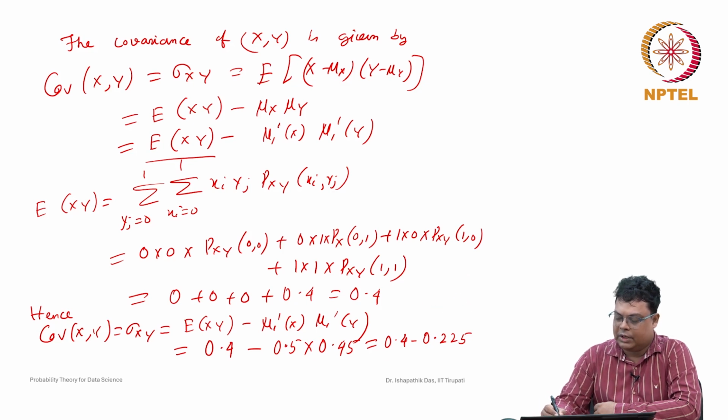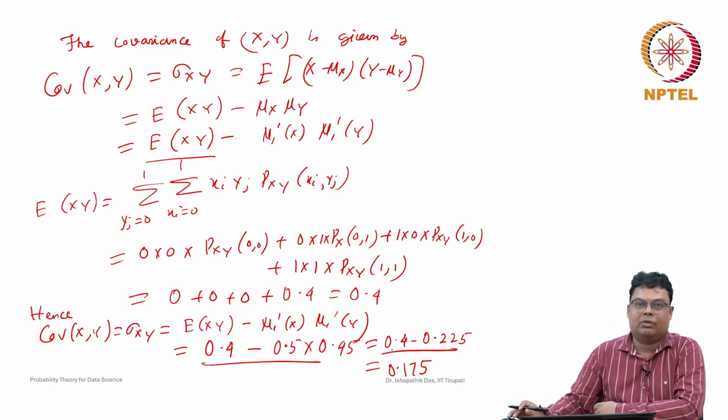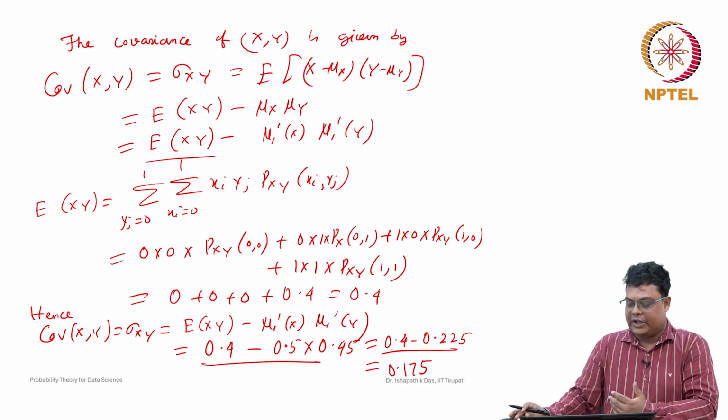You have to just check whether this will be 0.175, so please check whether this computation is correct. Basically you have to simplify this, and you may use a calculator also, to find what the value will be. This is the covariance. Since this covariance value is positive, we say it is positively correlated.